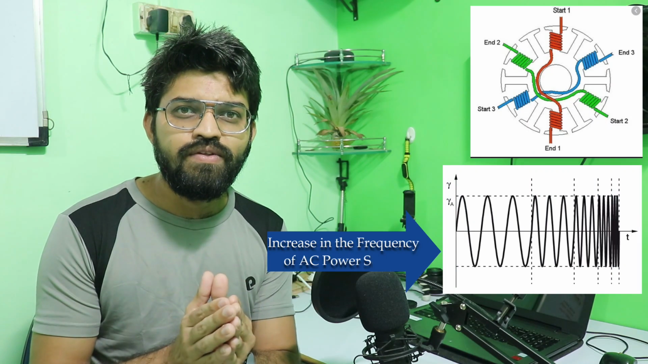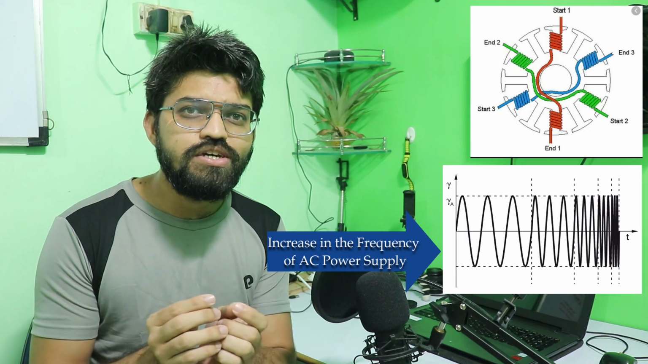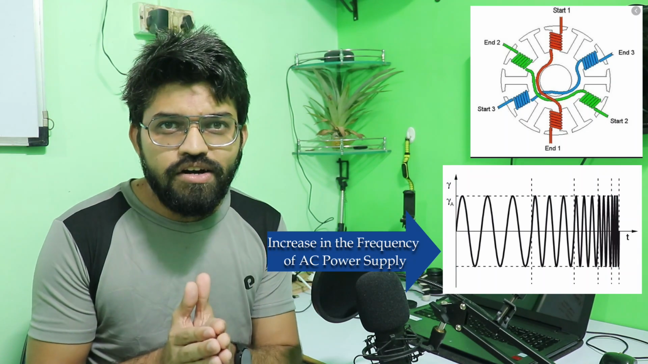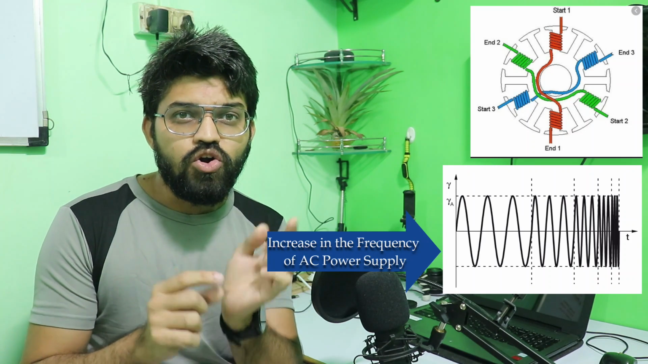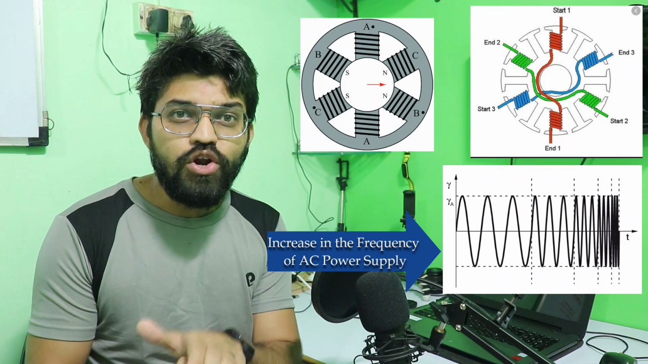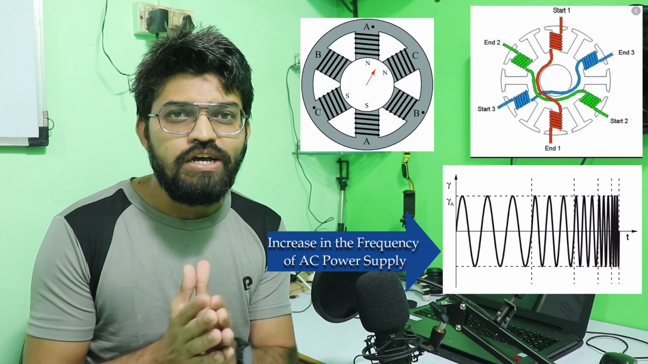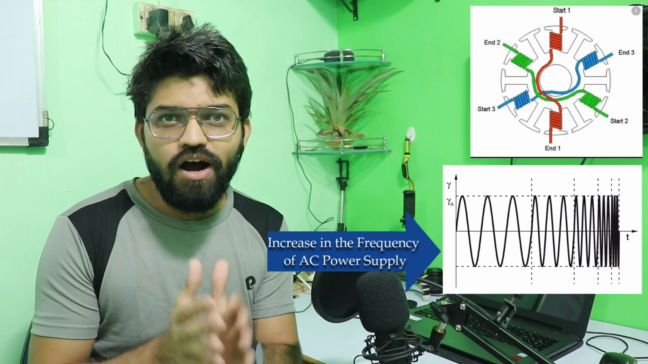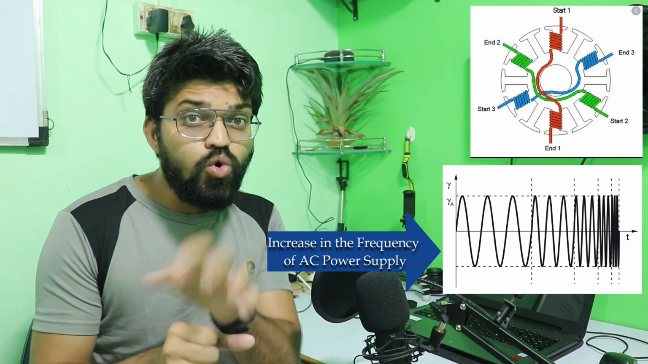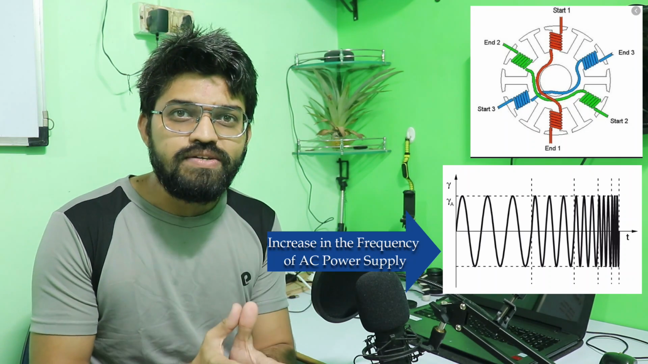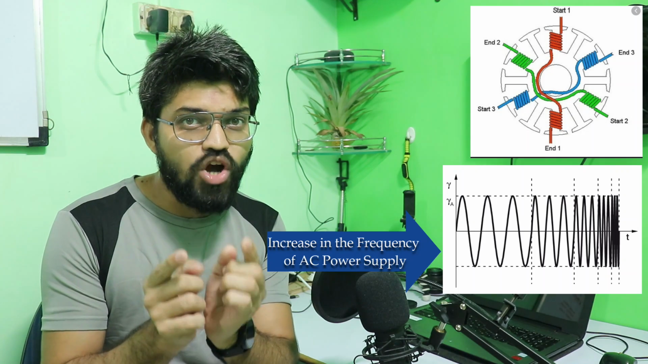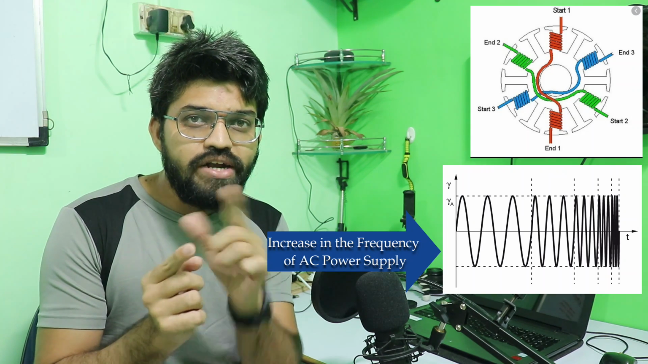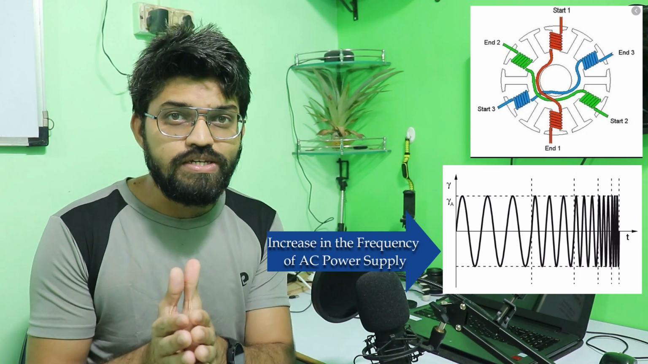So if I increase the frequency of this alternating current, the rotating magnetic field will rotate very fast, its RPM will increase, and ultimately our motor's RPM will also increase. So now I'm talking about the alternating current frequency.